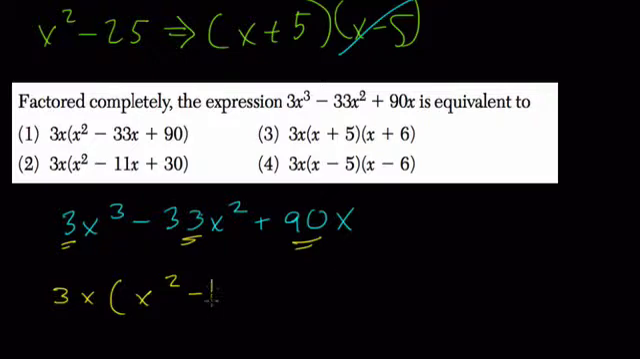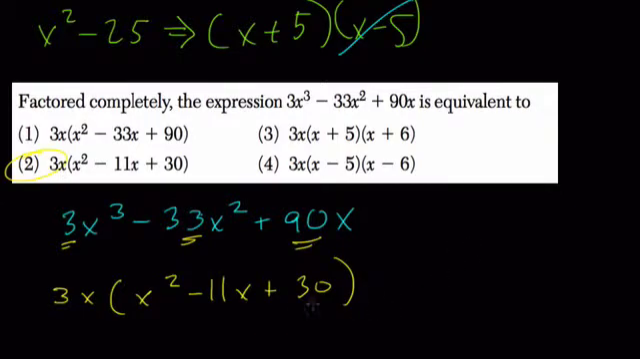squared minus 11x plus 30. Did we get it there? Yes, okay. So now, it's just a matter, oh, well, it looks like we're done. Sorry. Choice 2 finishes that off nicely.